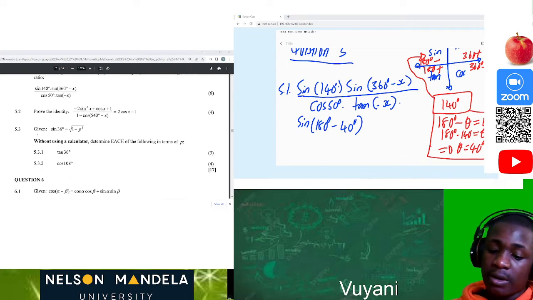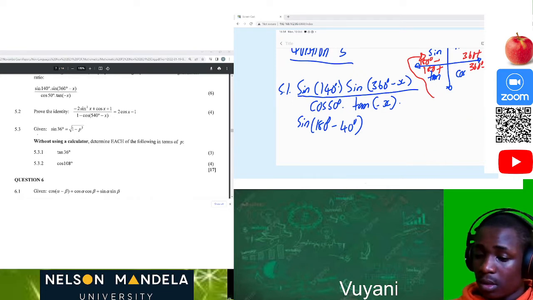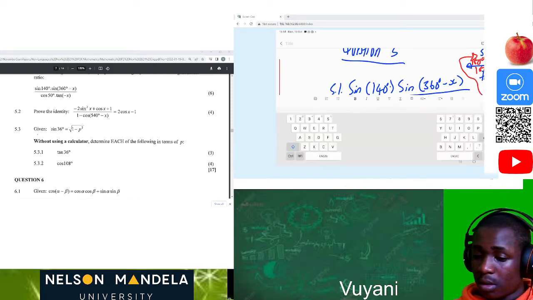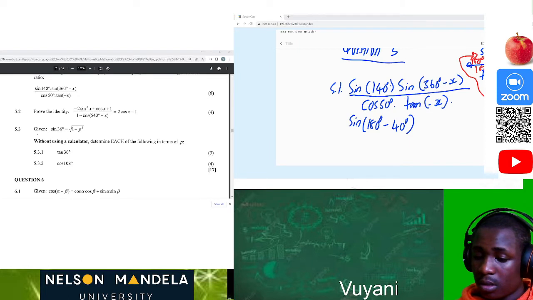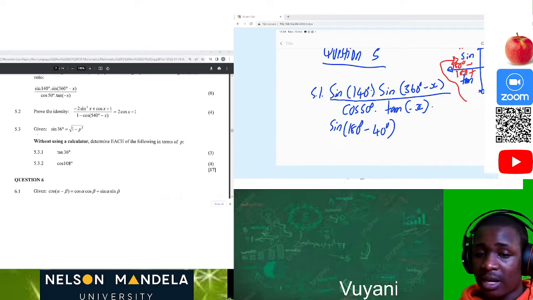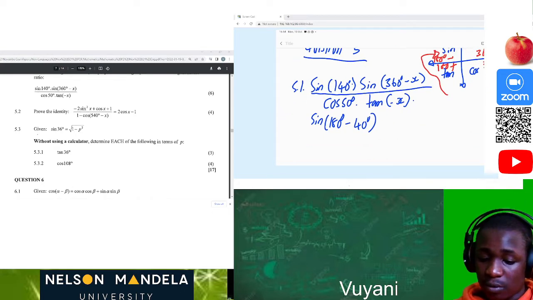All right. Now let's remove this. It was just a hint for you to see, guys. Now sine 360 minus x, so we say 360 minus is in the fourth quadrant and sine is negative. So multiply by a negative sign.